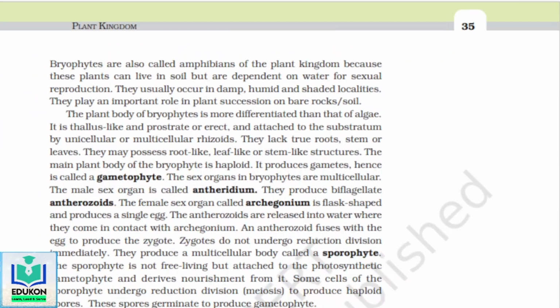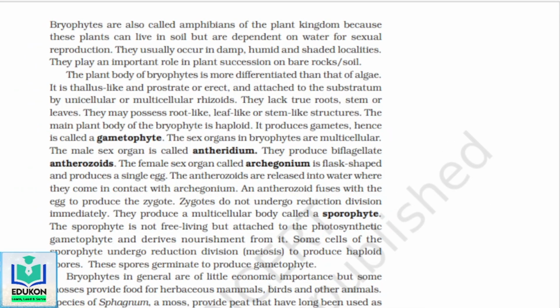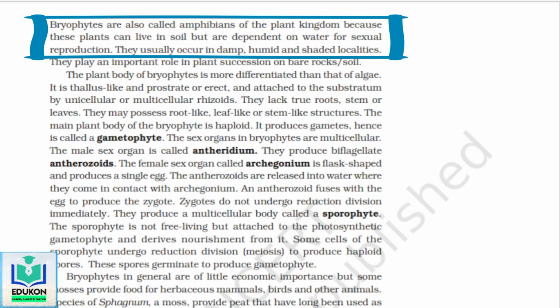Coming to bryophytes. Bryophytes are called amphibians of the plant kingdom because these plants can live in soil but are dependent on water for sexual reproduction. Listen, bryophytes are amphibians. So this is the most important line: amphibians of the plant kingdom, and they need water for sexual reproduction. How sexual reproduction occurs, we'll learn in the following sentences.